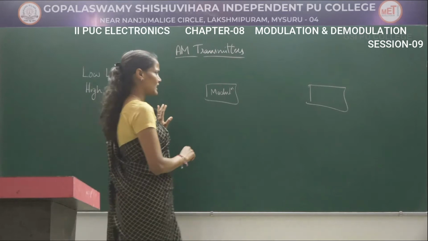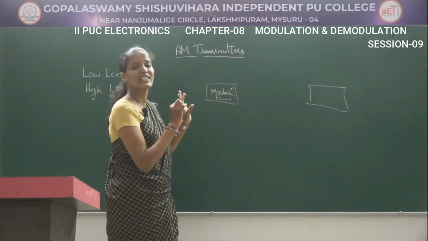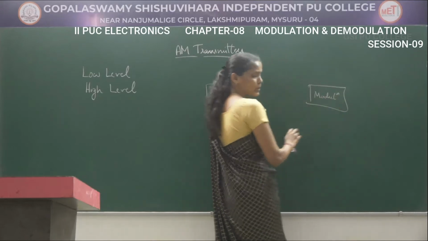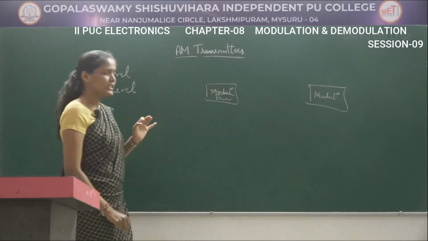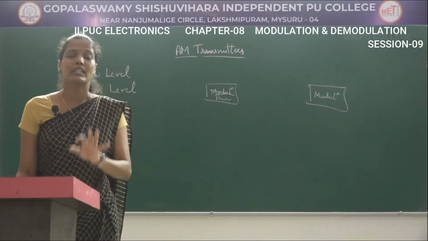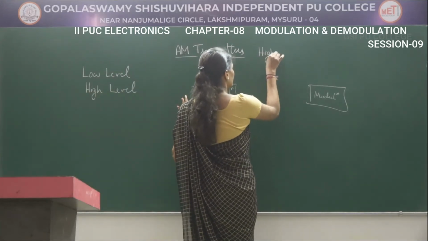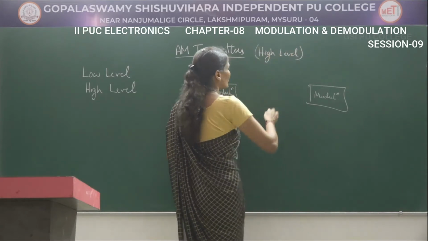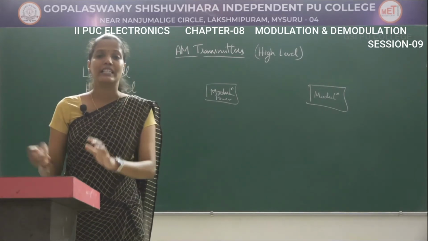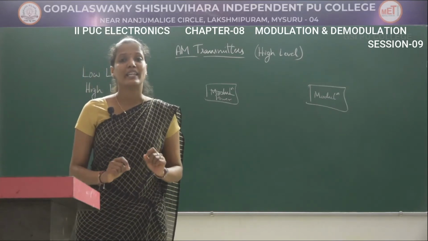But in high level modulation, we are going to increase the power of the signal, or the strength of the signal, and in the last stage we are going to undergo the modulation. This is the main difference between the low level modulation and the high level modulation. In today's session, we will be dealing with the high level AM transmitters. That is, the modulation process is undergone in the last stage, or the last block, of the AM transmitter. So let us look into the block diagram of an AM transmitter.